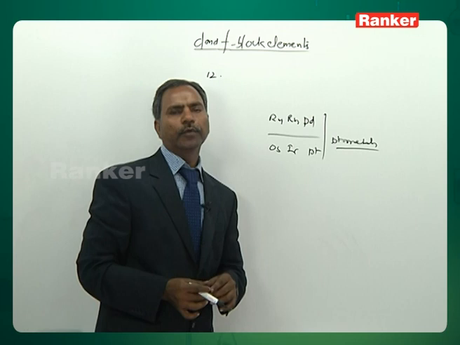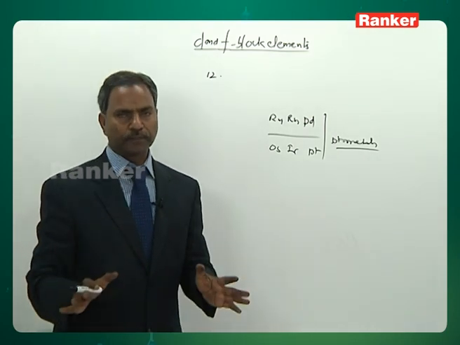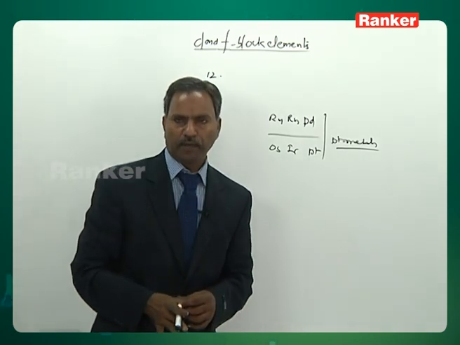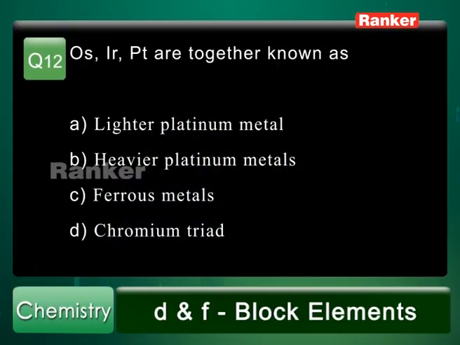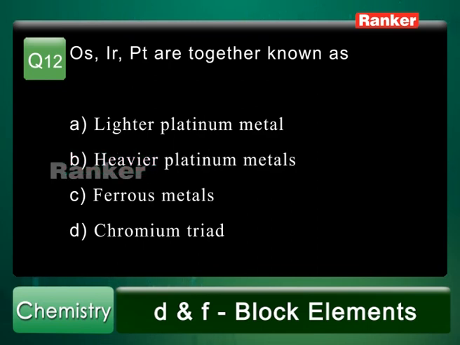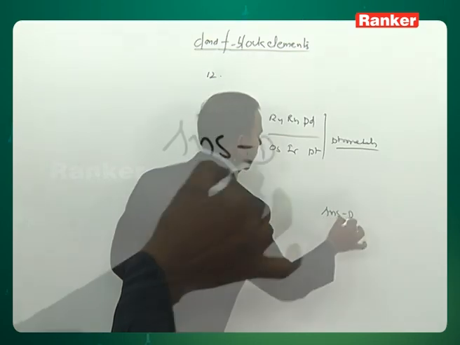Therefore, ruthenium, rhodium, palladium are known as lighter platinum metals, and osmium, iridium, platinum are known as heavier platinum metals. Option A is given as lighter platinum metals, but these are heavier platinum. Therefore, option B is the correct answer.